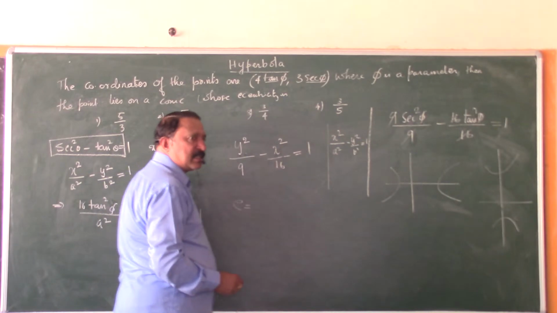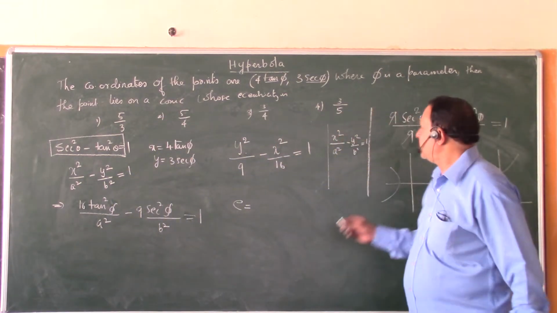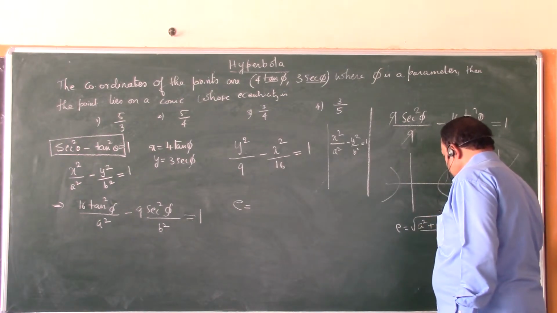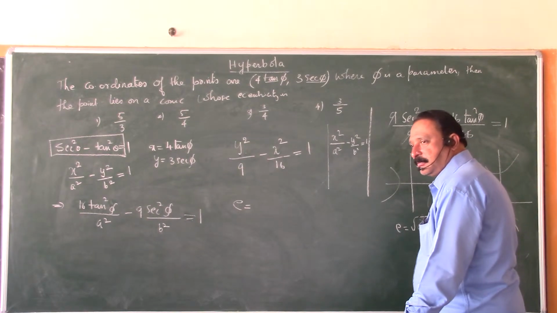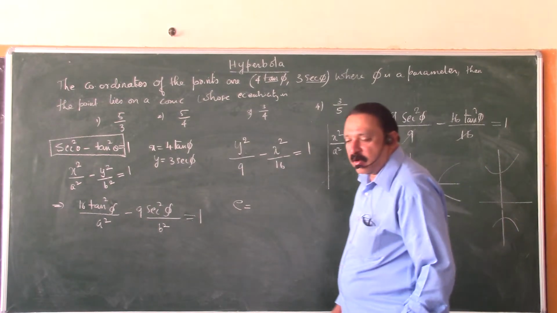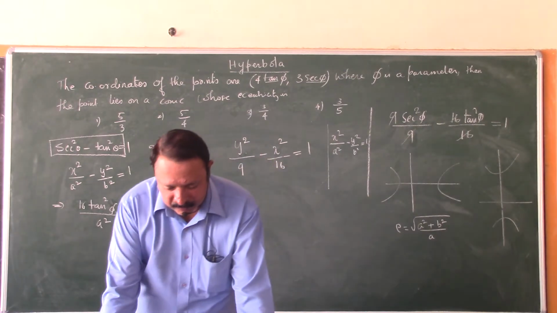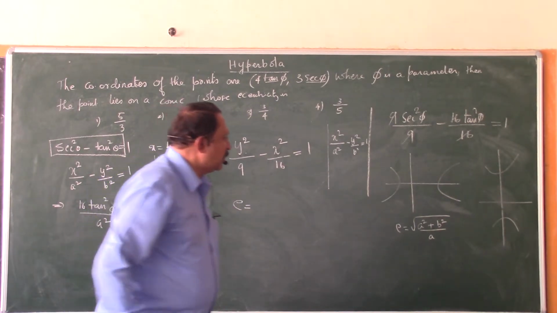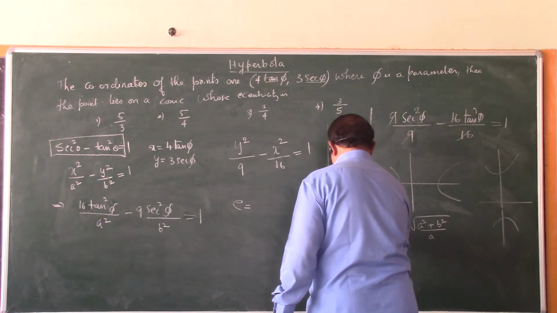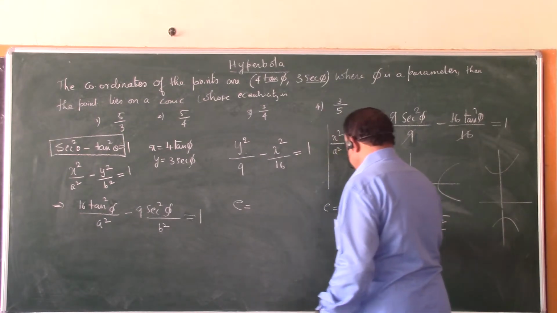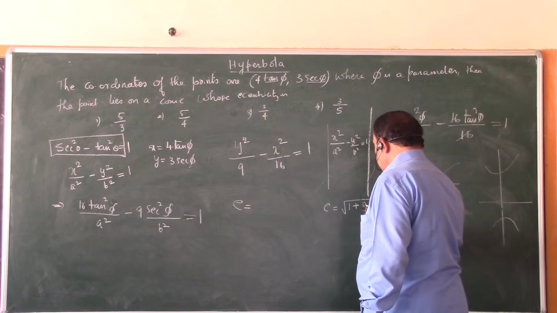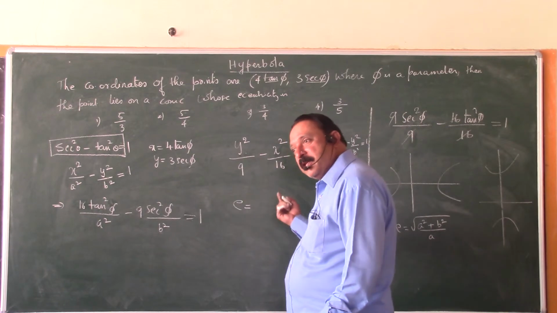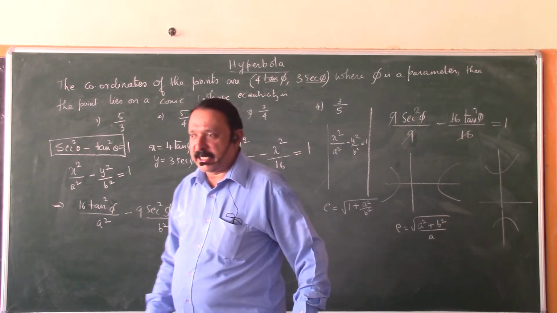What is the formula for eccentricity of hyperbola? For regular, root of a square plus b square divided by a. And for conjugate hyperbola, what should you do? You have to interchange. What is the another formula for hyperbola? E is equal to square root, another formula for eccentricity. E is equal to square root of 1 plus b square by a square for regular hyperbola.